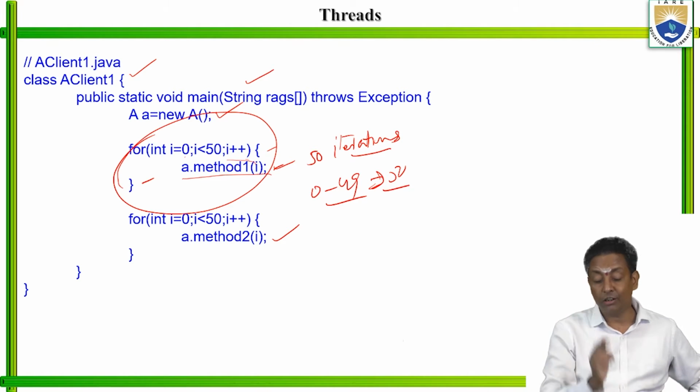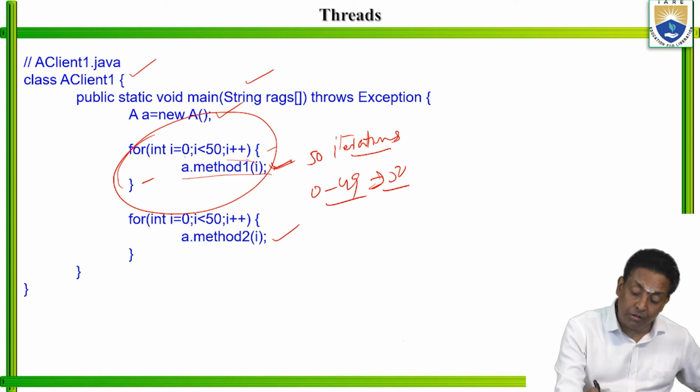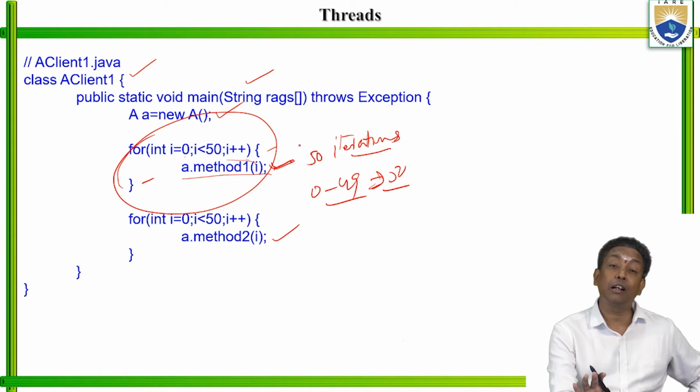But one thing we need to observe: here method 1 is called 50 times. Each time during the method execution, method 1 is getting delayed for 100 milliseconds.